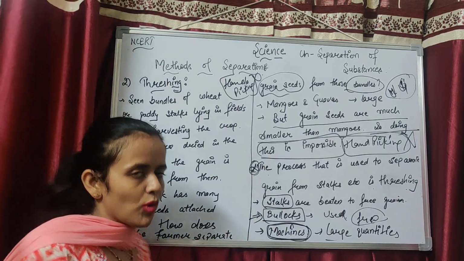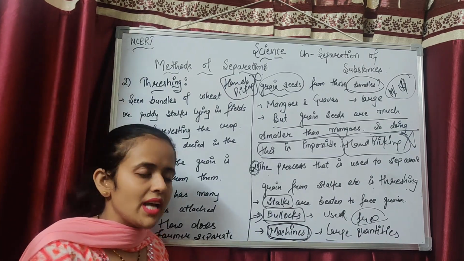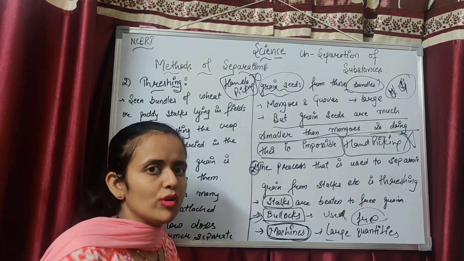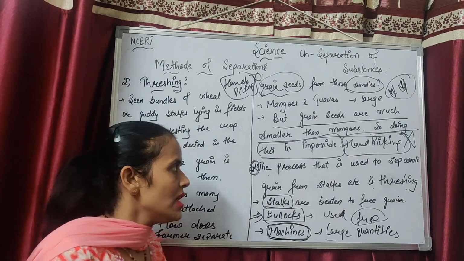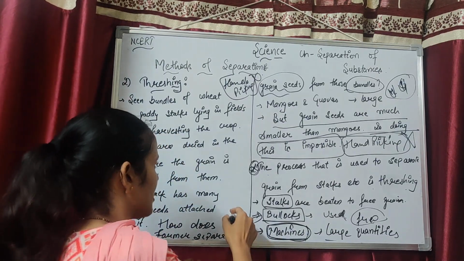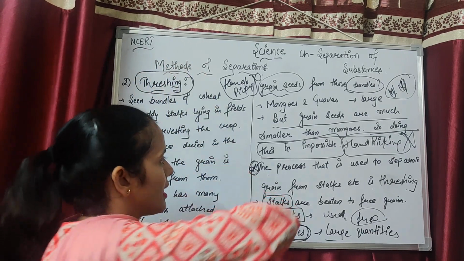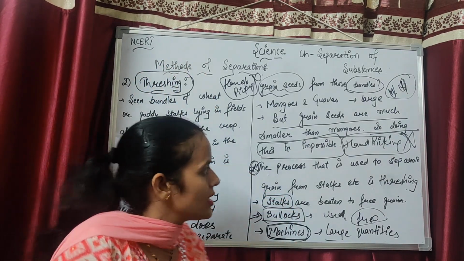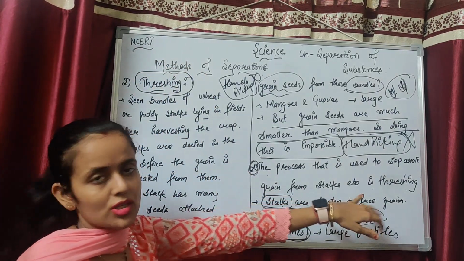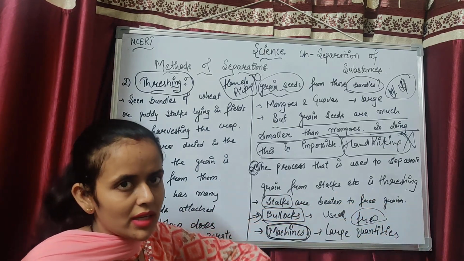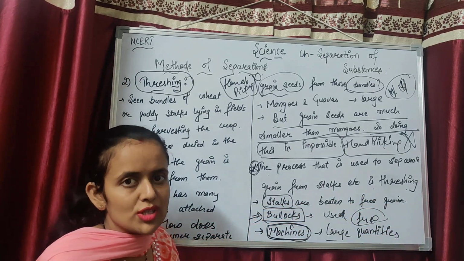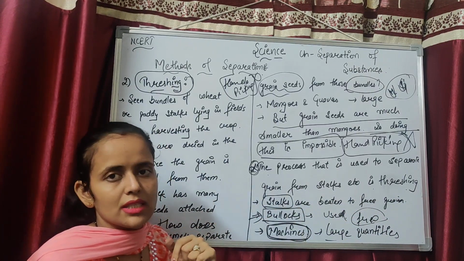So it is impossible to separate each and every grain by hand for the farmers or any person. So we have to use the second method, that is called threshing. The process of separating grains from the stalk by beating, or by using bullocks, or by using a machine is known as threshing.